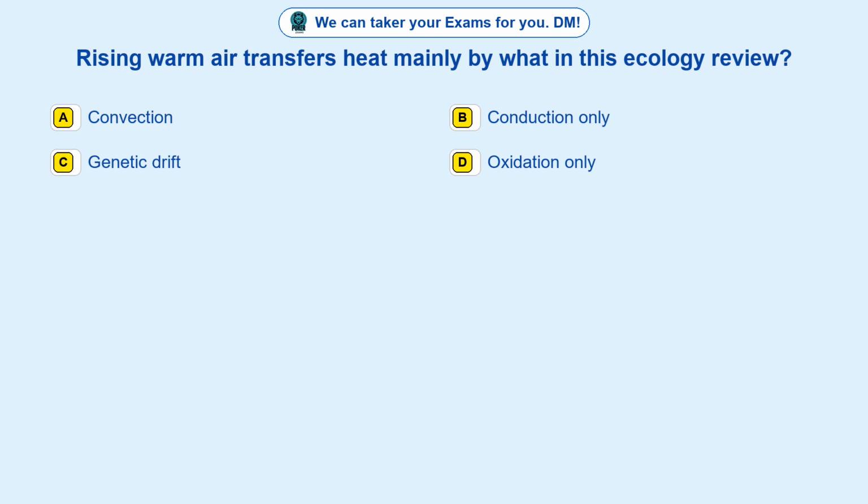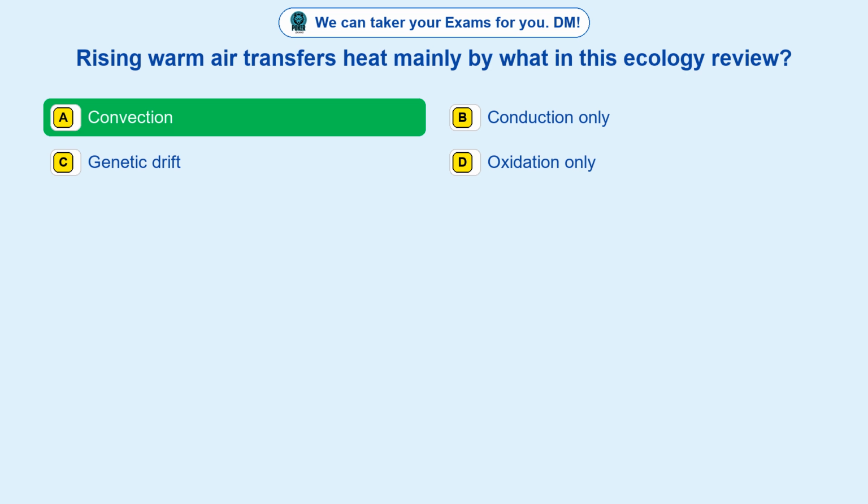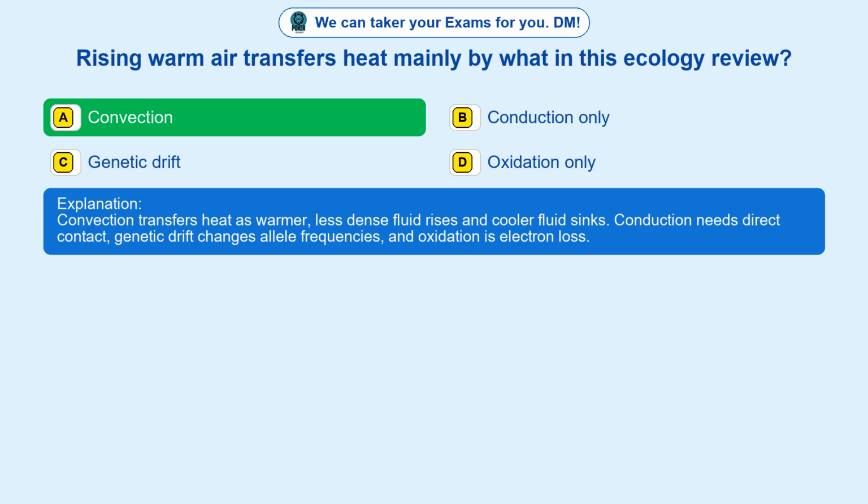Question 76. Rising warm air transfers heat mainly by what in this ecology review? Option A, convection. Option B, conduction only. Option C, genetic drift. Option D, oxidation only. The correct answer is option A, convection. Convection transfers heat as warmer, less dense fluid rises and cooler fluid sinks. Conduction needs direct contact, genetic drift changes allele frequencies, and oxidation is electron loss.